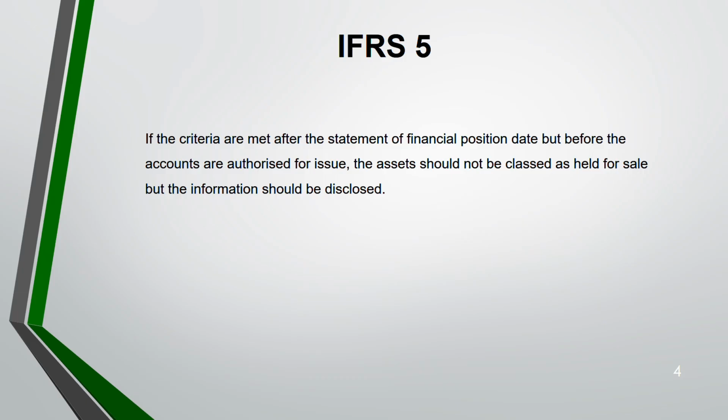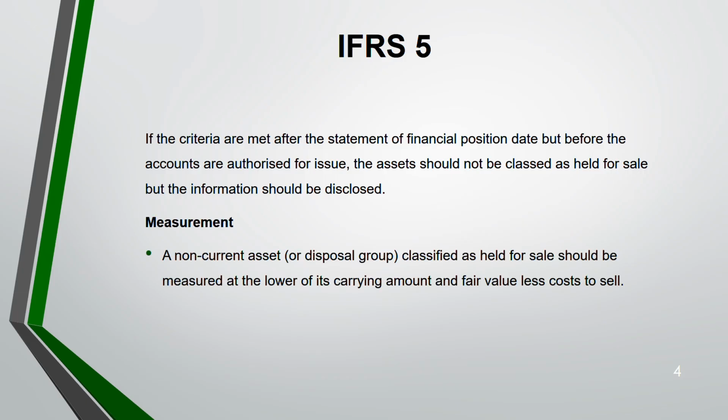If the criteria are met after the statement of financial position date, but before the accounts are authorized for issue, the asset will not be classified as held for sale, but you will rather disclose this information, because you are meeting the criteria after the statement of financial position date. Now, how do you measure? You will measure an asset classified as held for sale at the lower of its carrying amount and fair value less cost to sell. So first you take the carrying amount, compare it with the fair value minus cost to sell. Whichever is lower, that is the amount you will take.